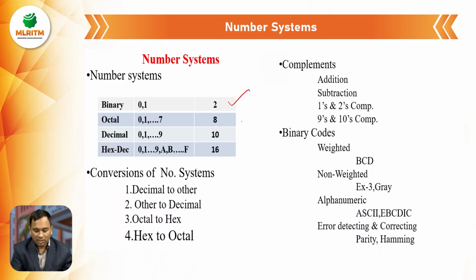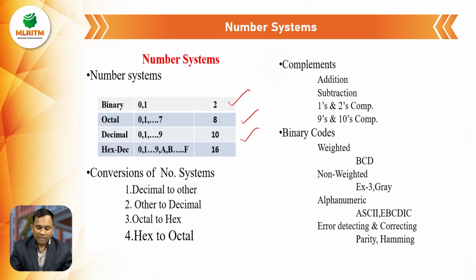The next one is the octal number system. In the previous case, binary means 2, but octal means 8 numbers. The 8 numbers vary from 0 to 7. It starts with 0 and ends with 7. So 0 to 7 is the octal number system.